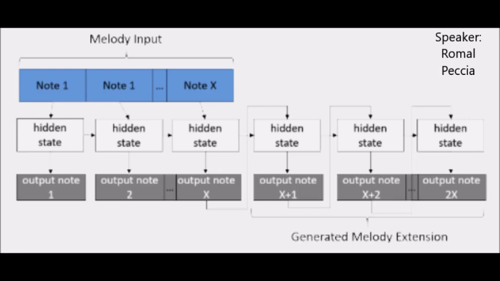Once the entire input is read, the final output note is what's useful. So we can see on the right half of the figure that this is the first note of the melody extension being generated. This note is then passed through the model with the hidden state, which generates a new note and a further updated hidden state. And this process repeats until an entire melody extension of notes has been generated.